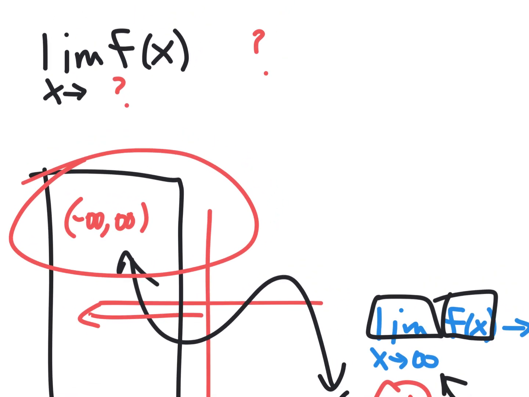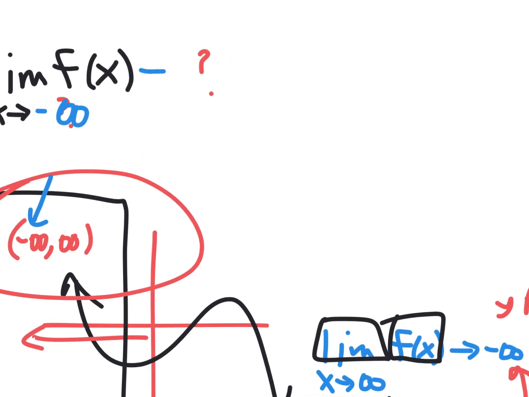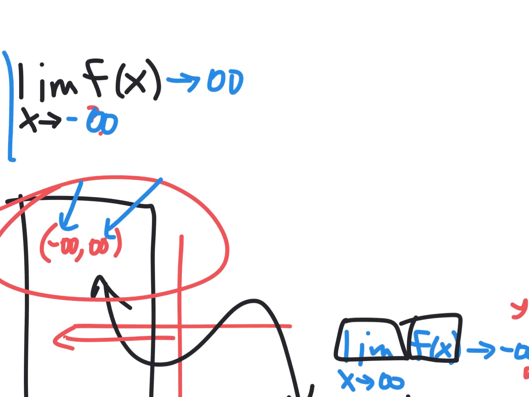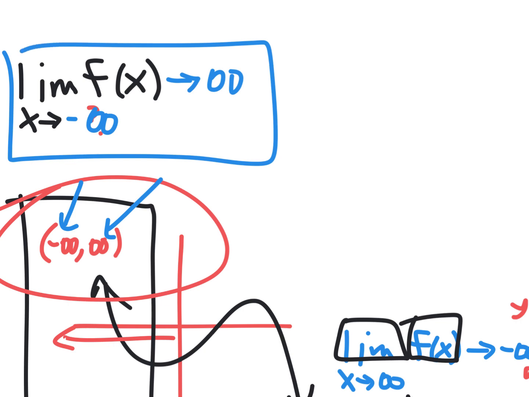So in this case, what is x approaching? Negative infinity. And then what does y approach? Because remember, the y stuff's over here on the right. The y is approaching infinity. And there you go. Limit of the function as x approaches negative infinity, it's infinity. Okay, so that's how to write a limit.